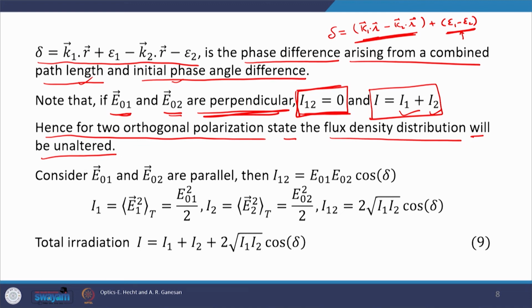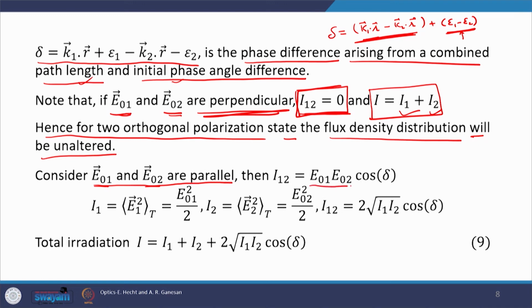Now, let us consider a different case. Let us consider that the vectors E naught 1 and E naught 2 are parallel, or they have the same linear polarization. To remind you, we started with two waves which are linearly polarized. The first case which we discussed was the cross polarization state, where the polarizations of the two waves are perpendicular. Now, in the second case, we are considering that the polarizations are parallel, the two vectors are oriented at 0 degree. Then what will happen?